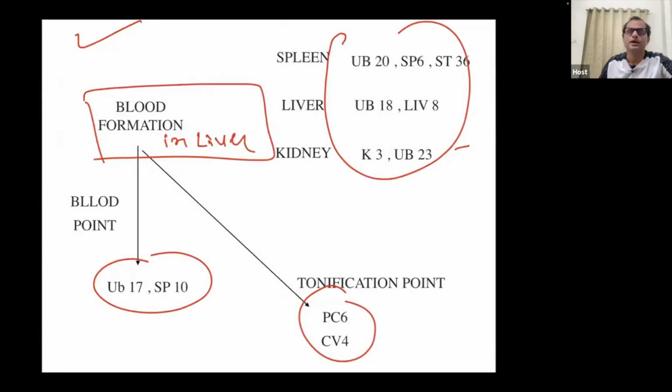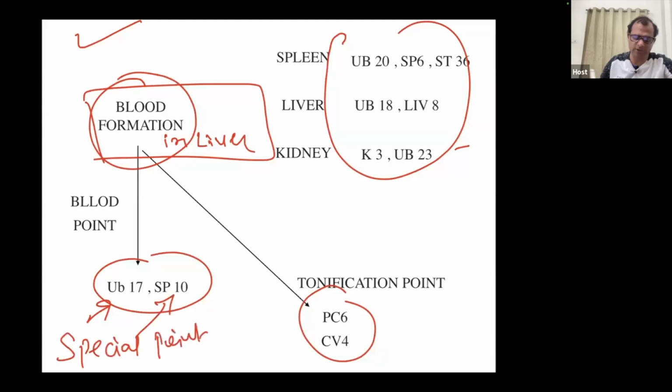I told you yesterday, whenever you want to make the blood, always use the points urinary bladder 17 and spleen 10. These 2 points are the blood points. ये 2 point हमारे blood को बनाने वाले special point हैं, right? So whenever we want to make blood, हम blood को बनाना चाहते हैं, तो पहले तो हमें खाना खाना पड़ेगा. We have to eat the food, and so make the food chi.